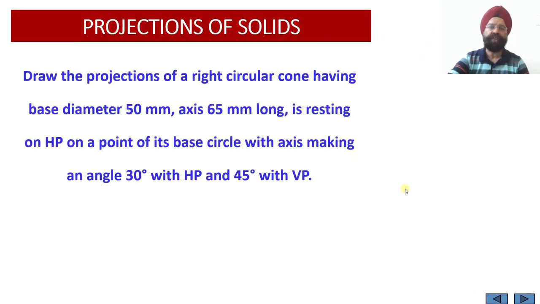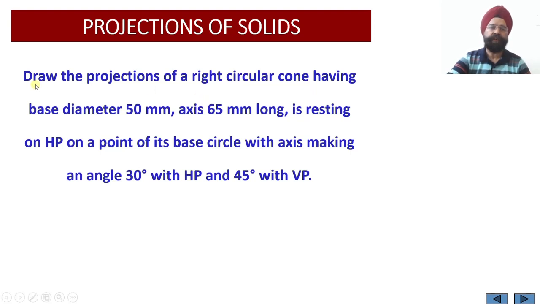So an oblique solid is the one which is inclined to both the reference planes, that is the horizontal plane as well as the vertical plane. So let us first of all evaluate the order of inclination of this right circular cone with respect to the horizontal plane and the vertical plane.